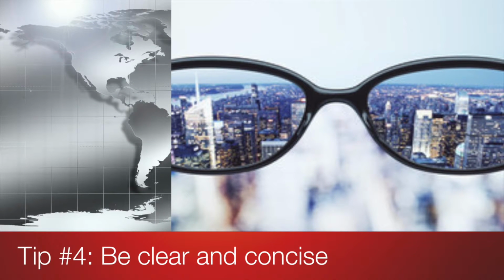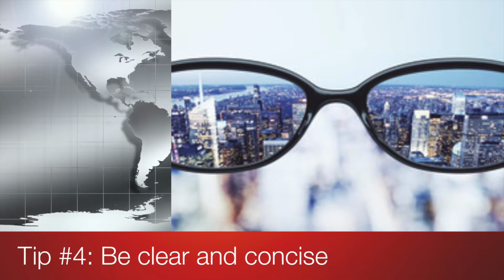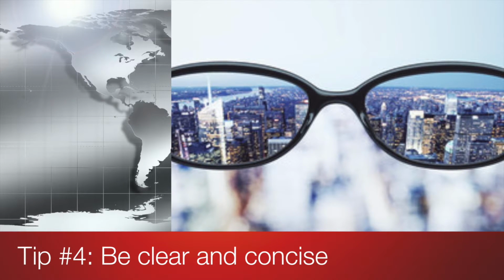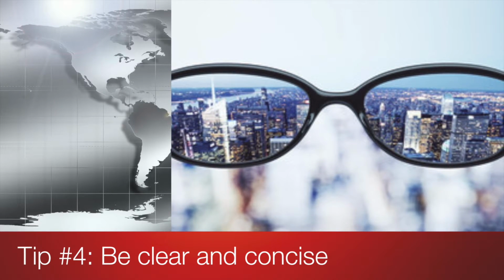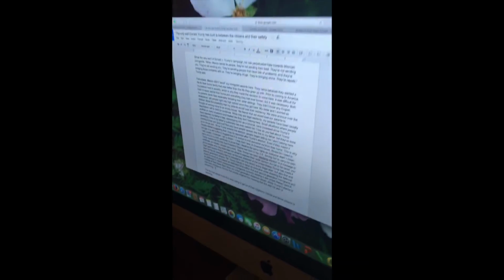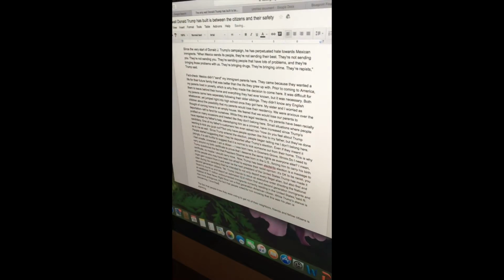Tip number 4, be clear and concise. Clarity is important because your intended audience is a high school full of teenagers who may not all be politically informed. But to keep their attention, be sure to break apart your thoughts instead of rambling on for one large paragraph. Look at that. No one wants to read that.